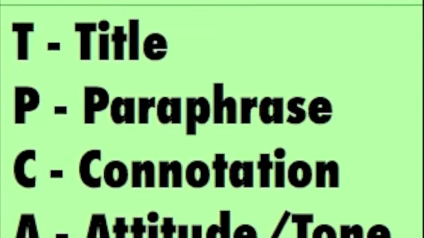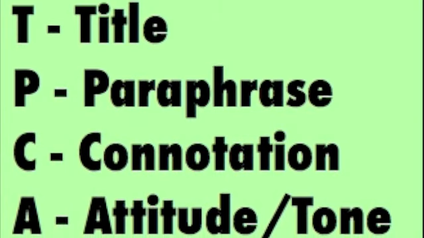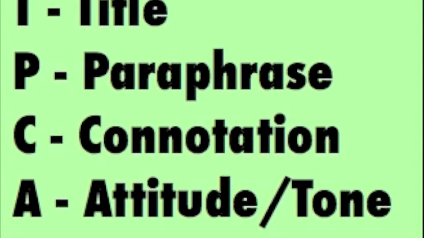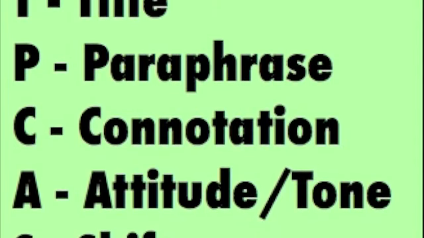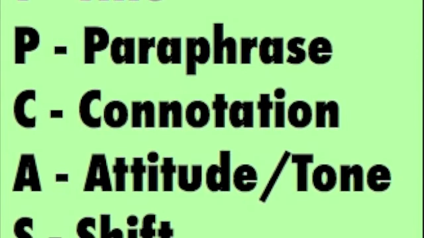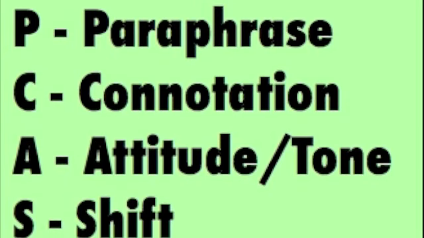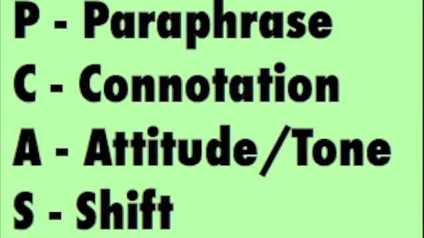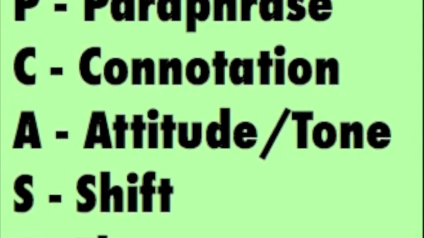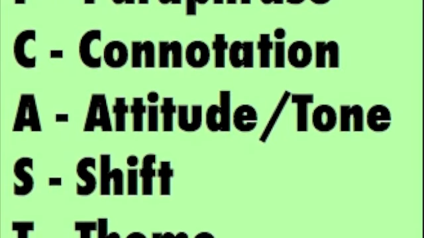Finally, with the TPCast system, you don't have to do everything in the order in which it appears. Sometimes it's helpful to jump around a little bit. Maybe you identify the shifts first, and then look for connotations before you paraphrase. The important thing is that you understand the poem on a literal level. You understand the symbolic level of the poem, the connotations of the words. You can see where the tone shifts, and you can see how all of those concepts and ideas, including understanding the title, contribute to the overall understanding of the poem.